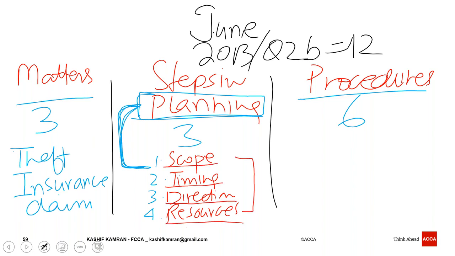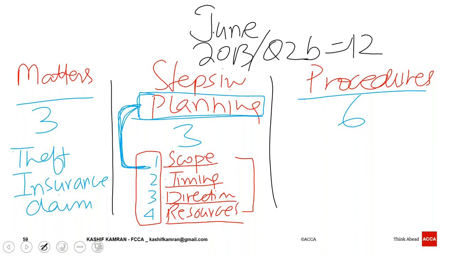Now, these 4 steps can be used anywhere. Whatever question you're doing on planning includes these 4 things, right? Whether you're doing planning of forensic, planning of PFI, planning of audit, whatever planning you're doing, you can use the 4 steps of planning. So planning irrespective: scope, timing, direction, resources. Now, out of the 4, how many should I be writing for 3 marks? I should only be writing 3.